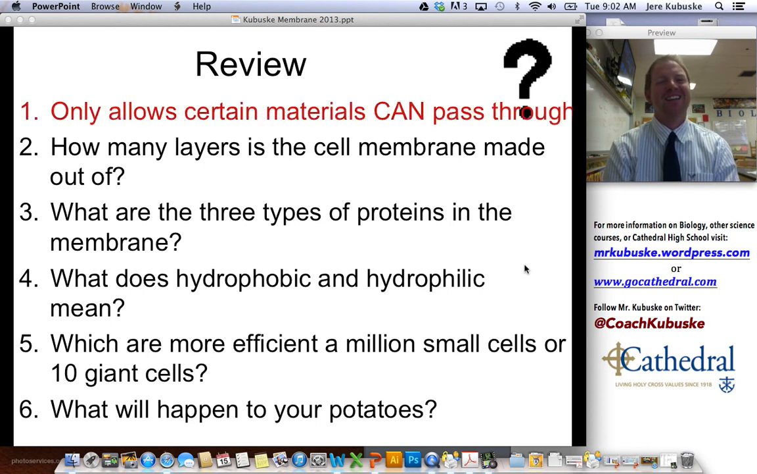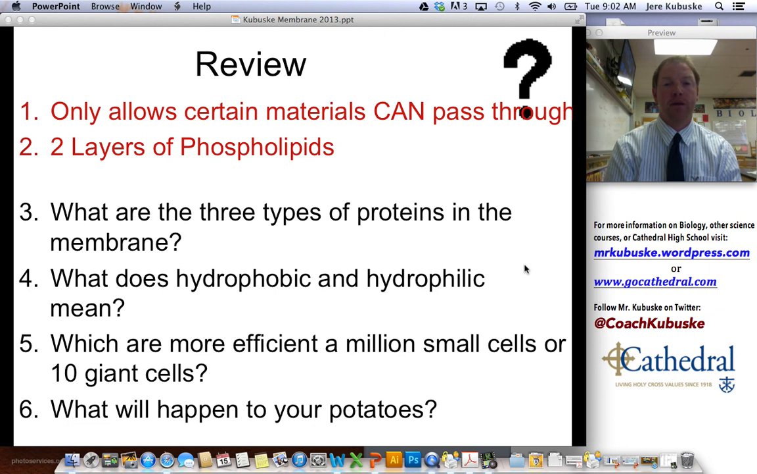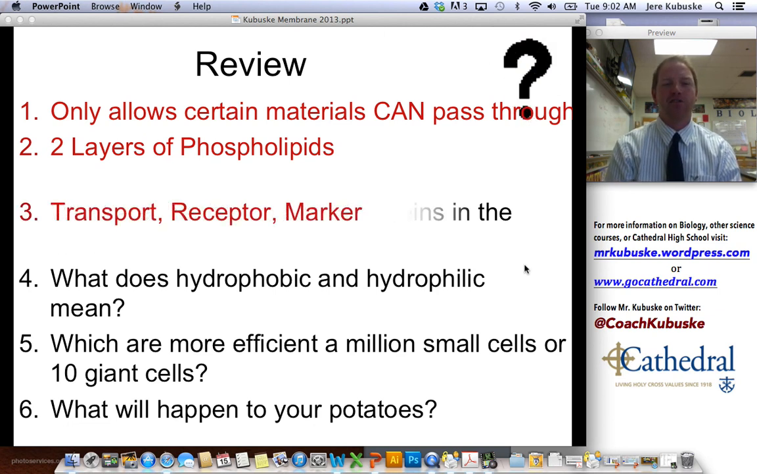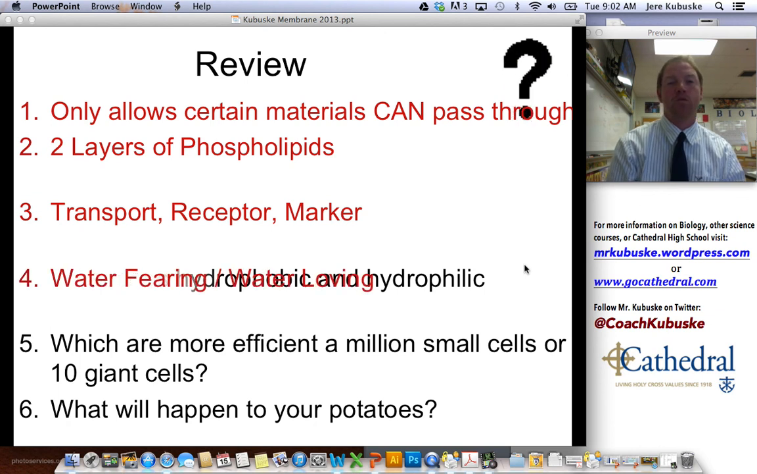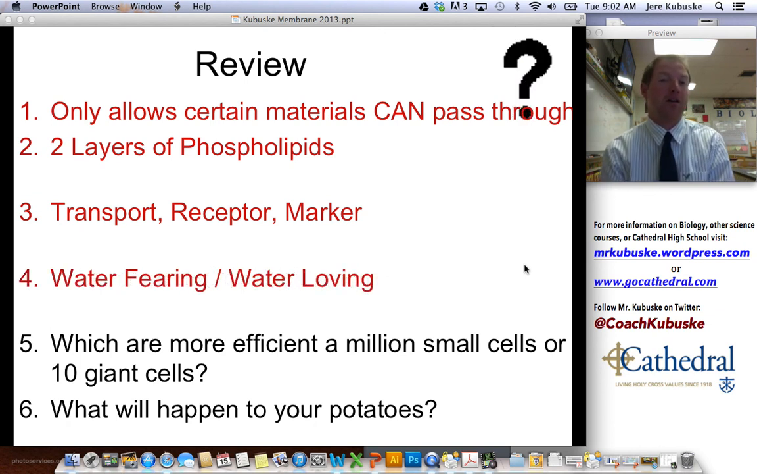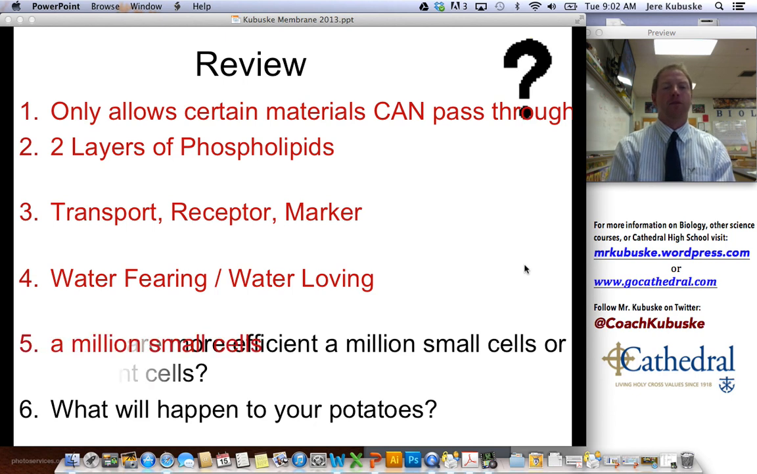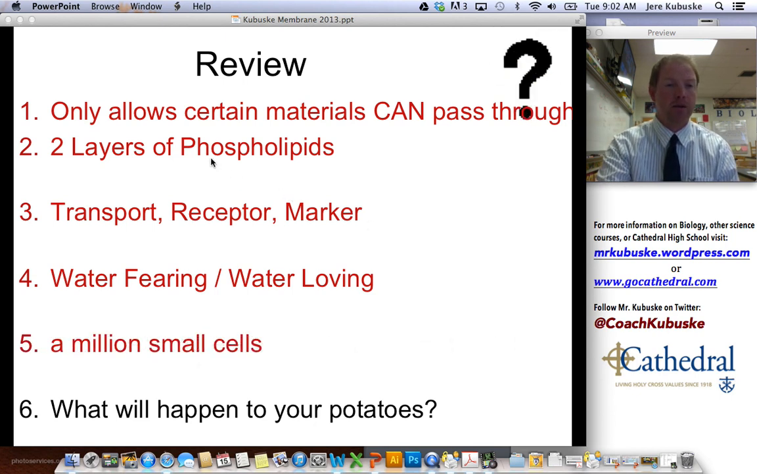Okay. Selectively permeable means that only certain materials can pass through. There's 2 layers called a lipid bilayer. And the 3 proteins are transport, receptor, and marker. Hydrophilic is water-loving. Hydrophobic is water-fearing because one has a charge, one doesn't. And then it's more efficient to be made of 1 billion or 1 million cells rather than 10 small ones.